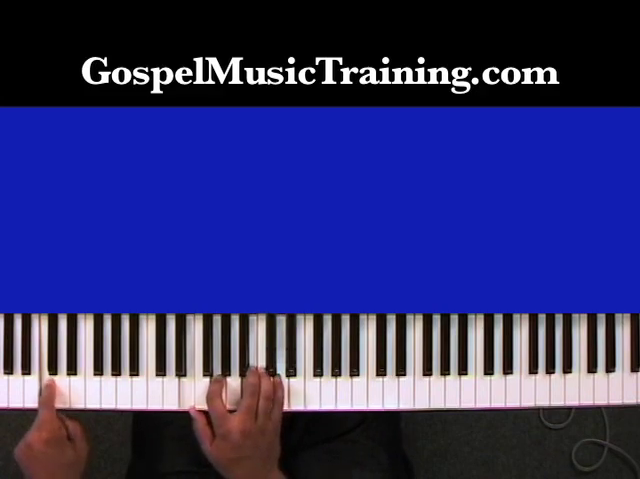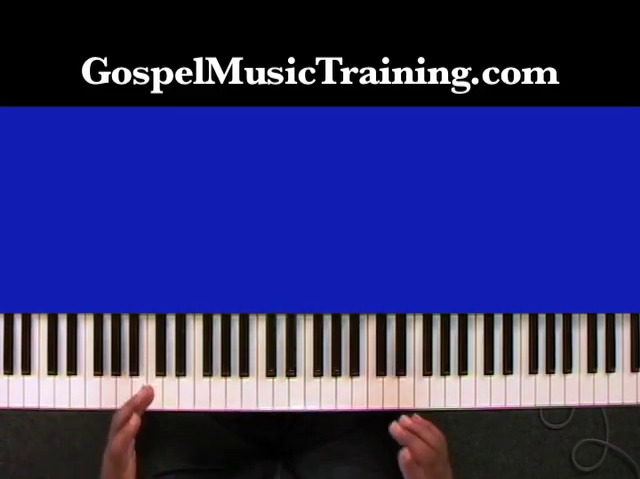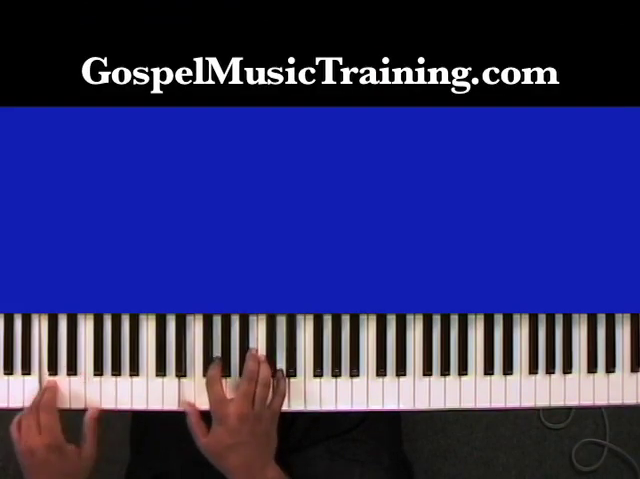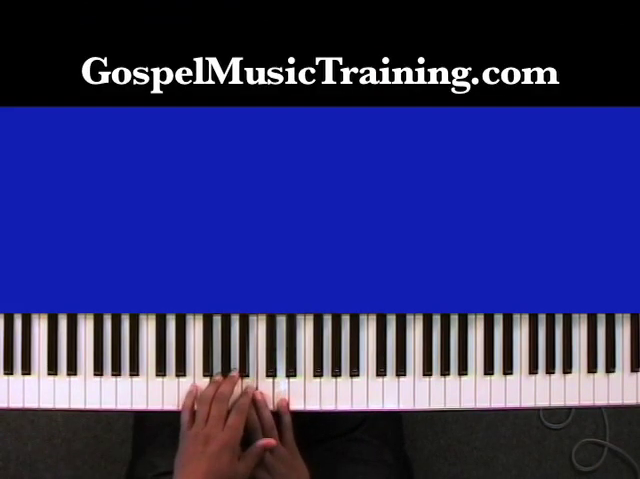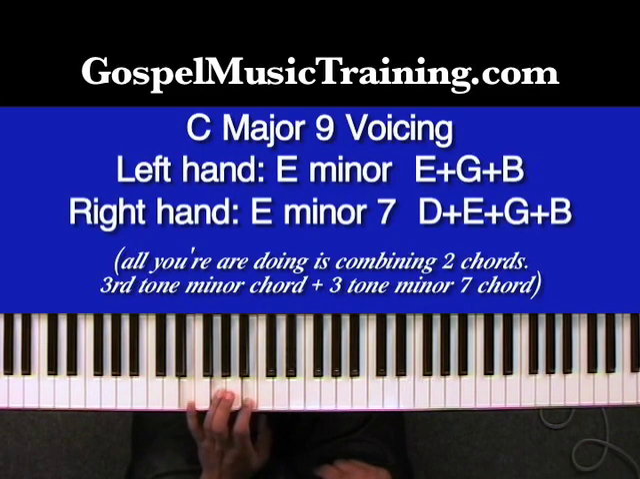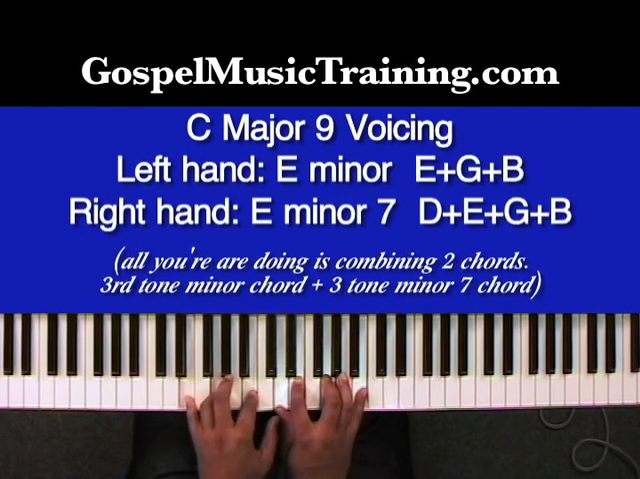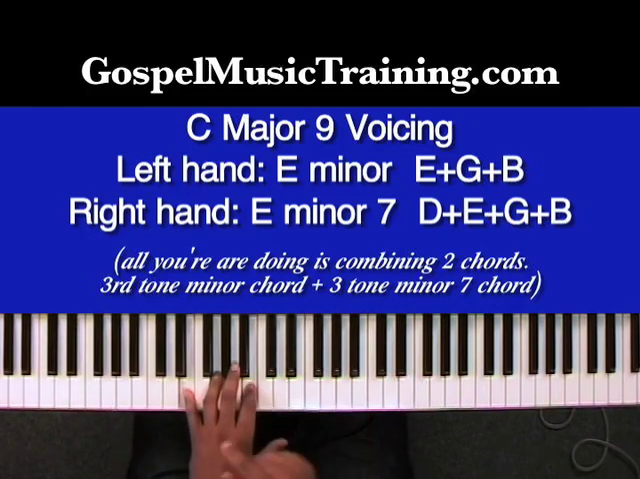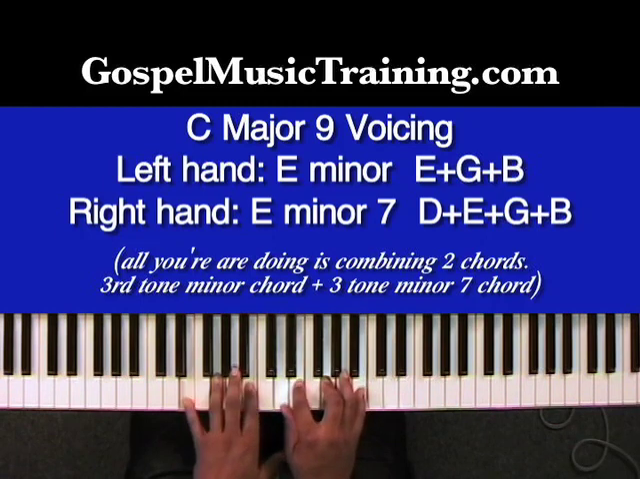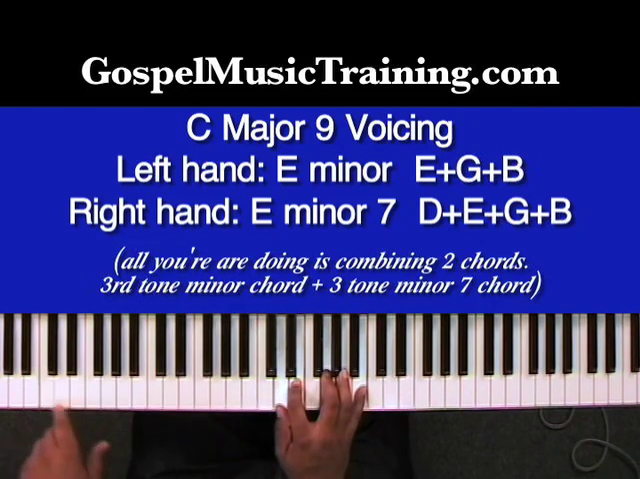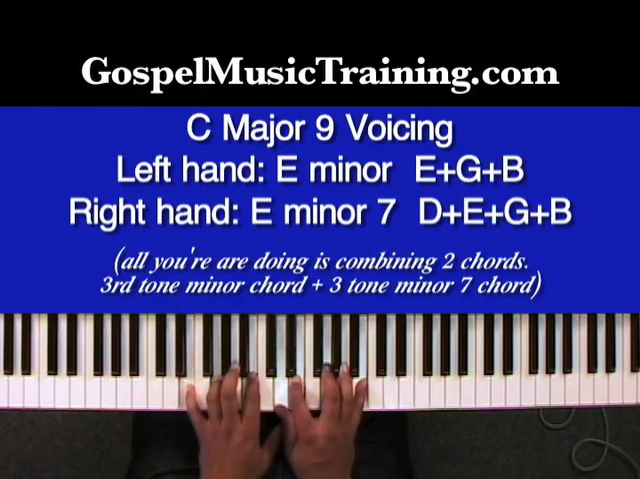Now you can even build upon this, and if you want to turn this into a 2-hand chord voicing, one thing I do, remember I said it's kind of like playing an E minor 7 over C. What you would do is play the E minor in your left hand and play the E minor 7 in your right. So it's like combining 2 E minor chords, one just an E minor root chord, and then the other an E minor 7 chord in your right. And that gives you this particular voicing.